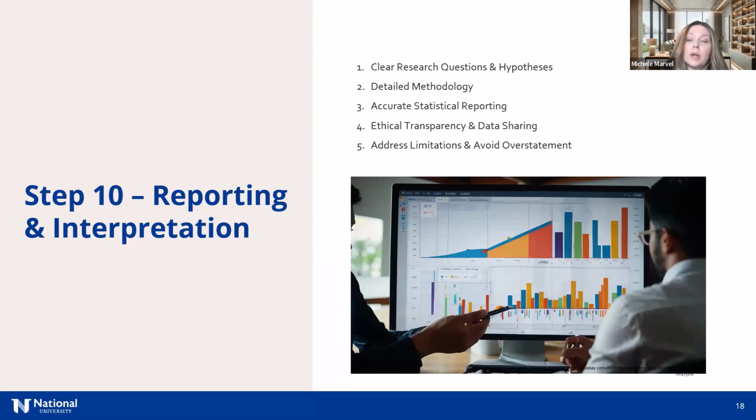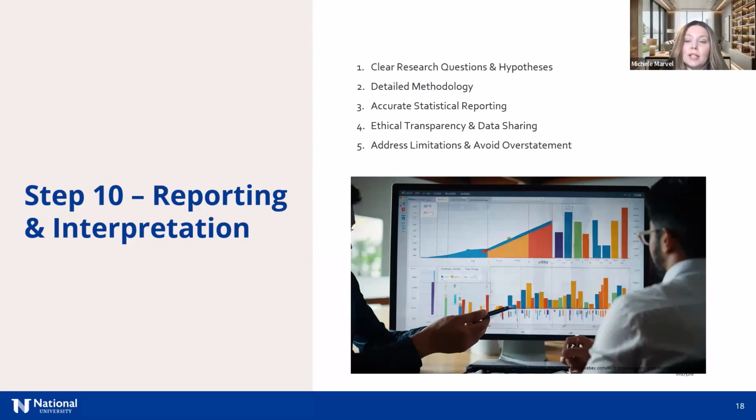Transparent and replicable reporting is the cornerstone of high-quality research. It ensures that your findings are not just a one-time insight, but part of a larger cumulative scientific conversation. So let's walk through the key elements of a responsible, high-impact research reporting and how you can use them to strengthen the credibility and the usefulness of your work.